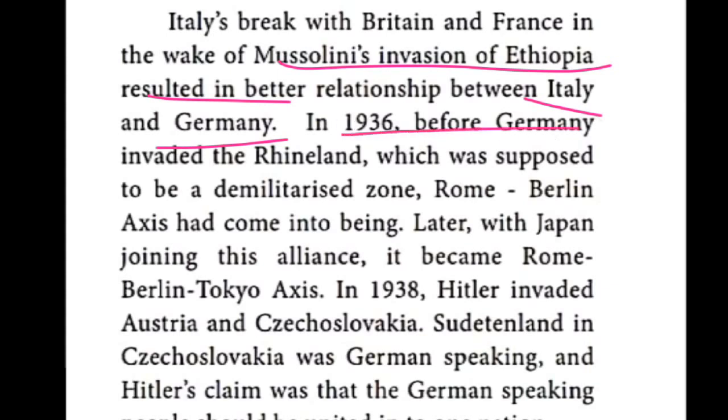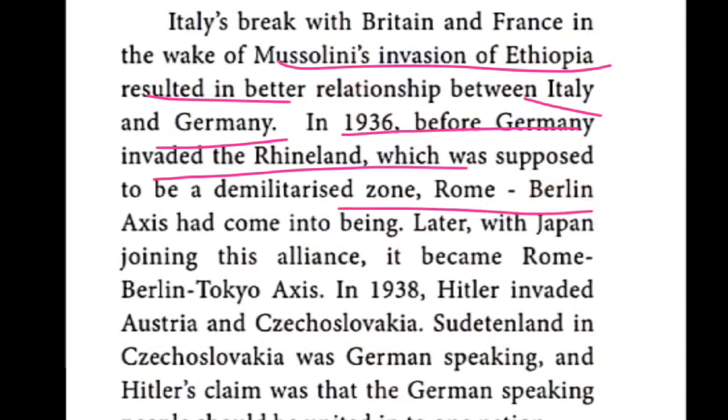In 1936, Germany invaded the Rhineland. Which was the Rhineland, in the sense that under the provisions of the Treaty of Versailles, it was clearly given that the Rhineland was considered a demilitarized zone, which was supposed to be a demilitarized zone.